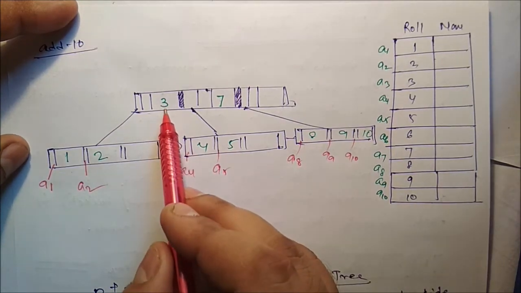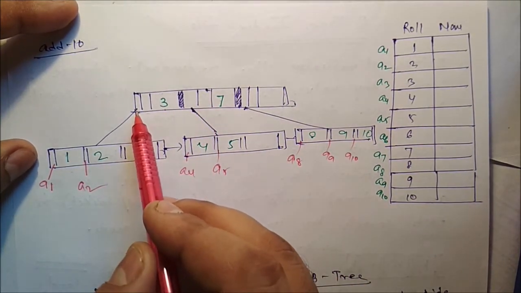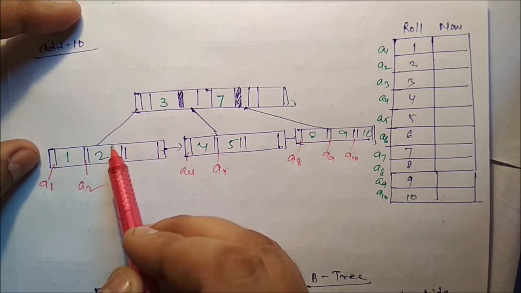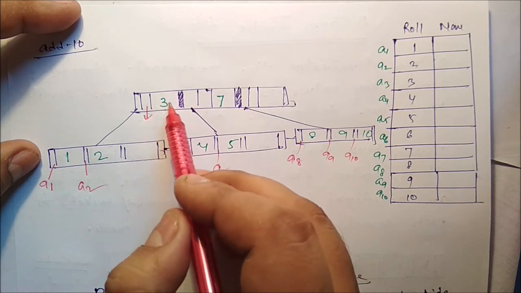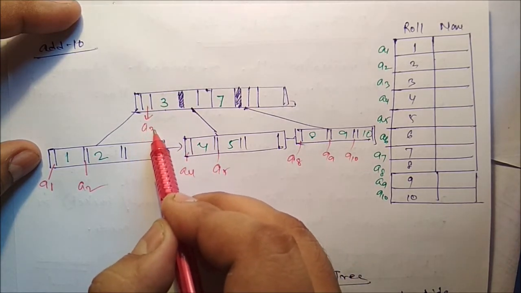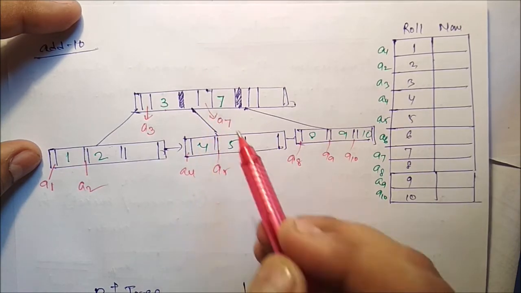So for roll number 3, there are two parts. This holds the address of the next child, the left child, but here we have to store the address of where roll number 3 is. So here we store A3. Are you getting this one? So here you have to store A7.